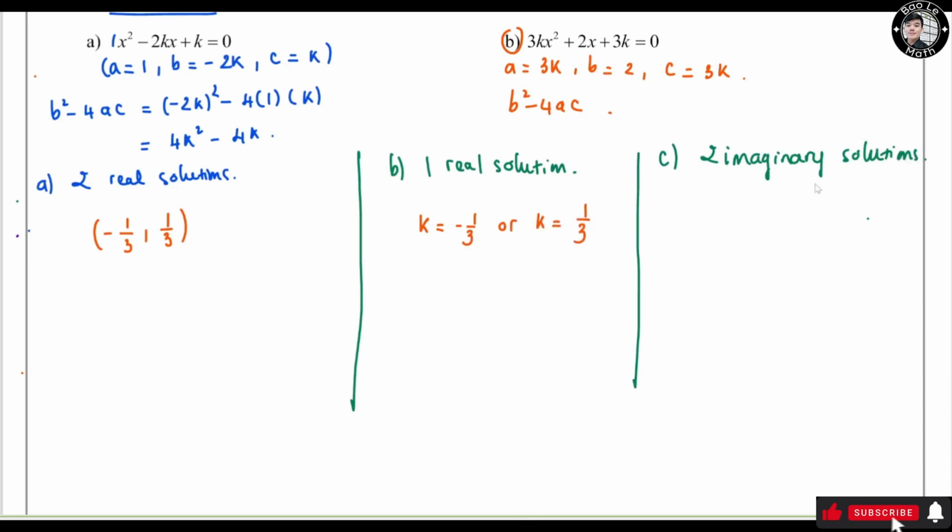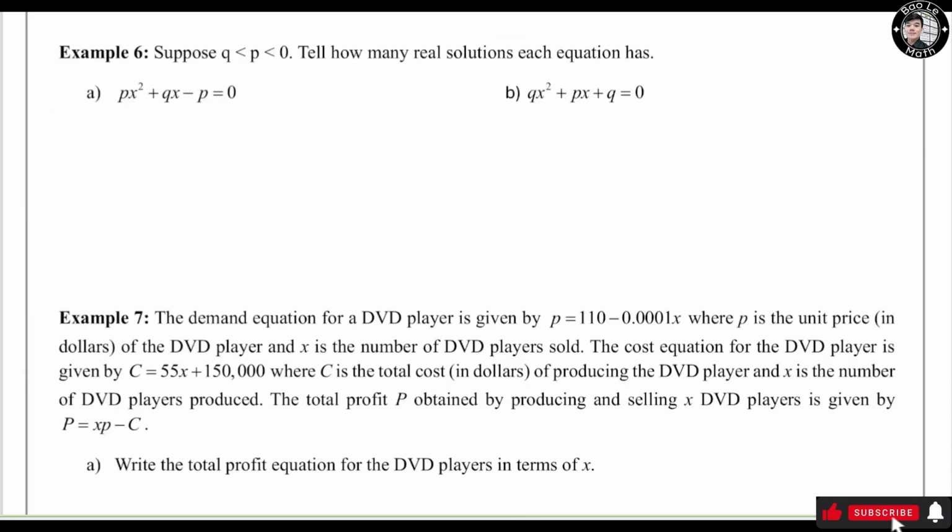Two imaginary solutions: k less than negative 1/3, or k greater than 1/3, right? Now, example number 6. Suppose q less than p less than 0. Tell how many real solutions each equation has. So, we need to find the discriminant, right?